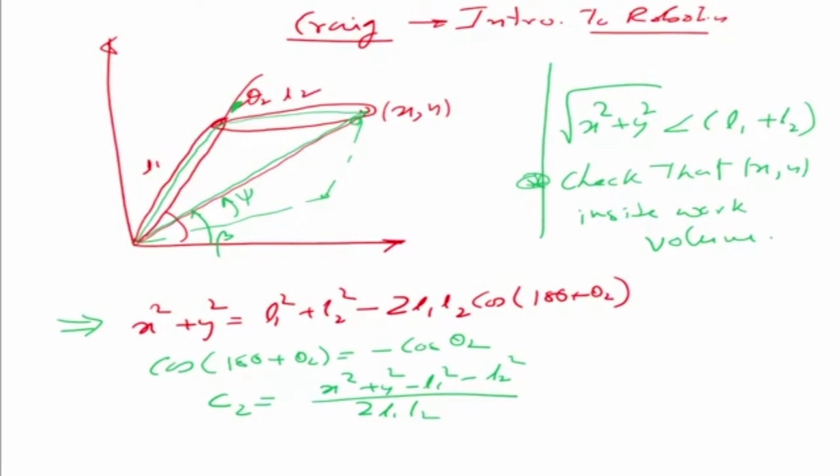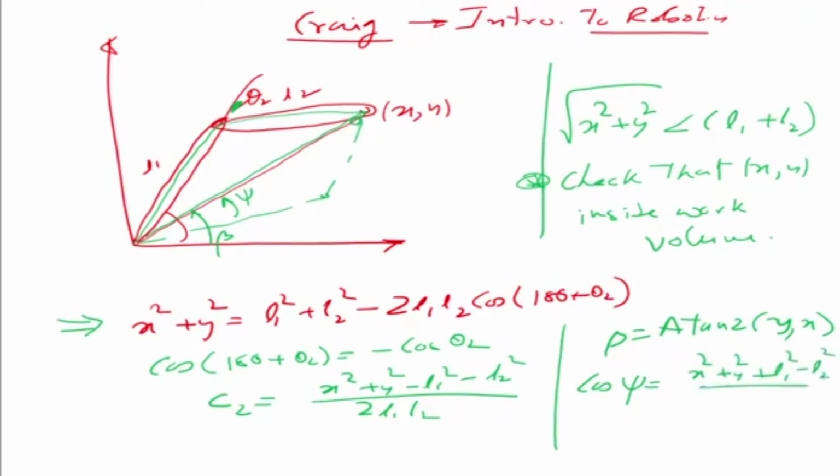So from here, we can define these two angles beta and psi. Beta is equal to atan2 of y and x, right? And cos psi is equal to x squared plus y squared plus L1 squared minus L2 squared divided by 2 L1 root over x squared plus y squared. And theta 1 is equal to beta plus or minus psi. So this is also a geometrical solution as given in the textbook by Craig. The program has been written for this solution.